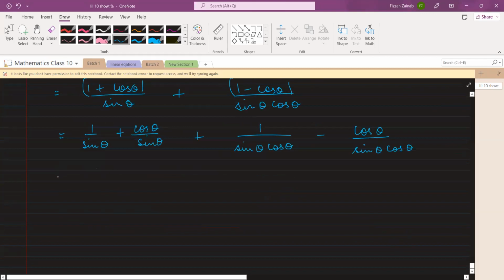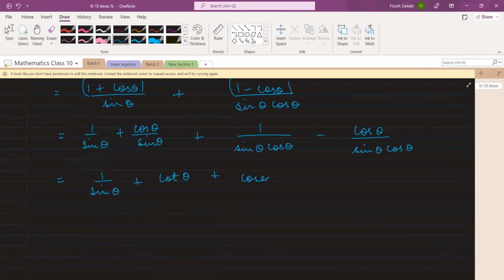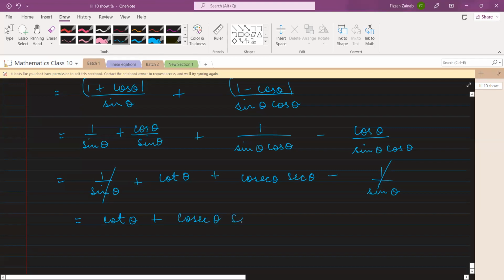Now, 1 upon sine theta plus, so cos theta by sine theta will become cot theta plus. Now, this is 1 upon sine theta, that means cosec theta, and 1 upon cos theta is sec theta, minus. So here cos will get cancelled out and this is 1 upon sine theta. So this term will get cancelled out and you are left with cot theta plus cosec theta sec theta, which is your RHS.